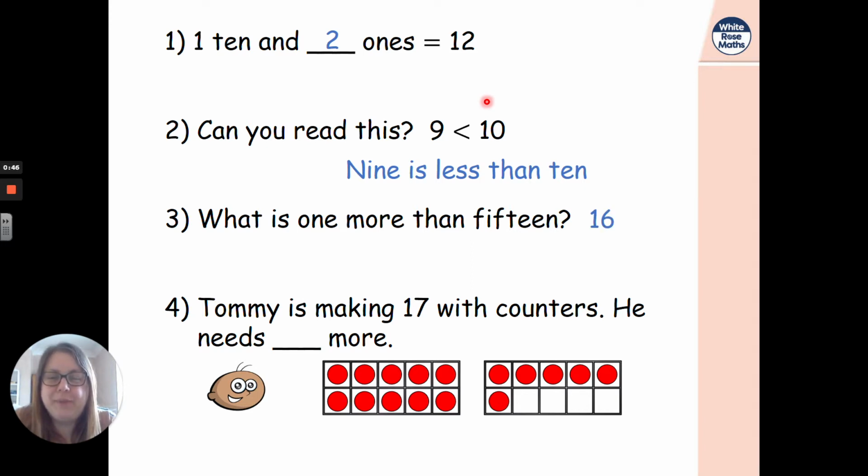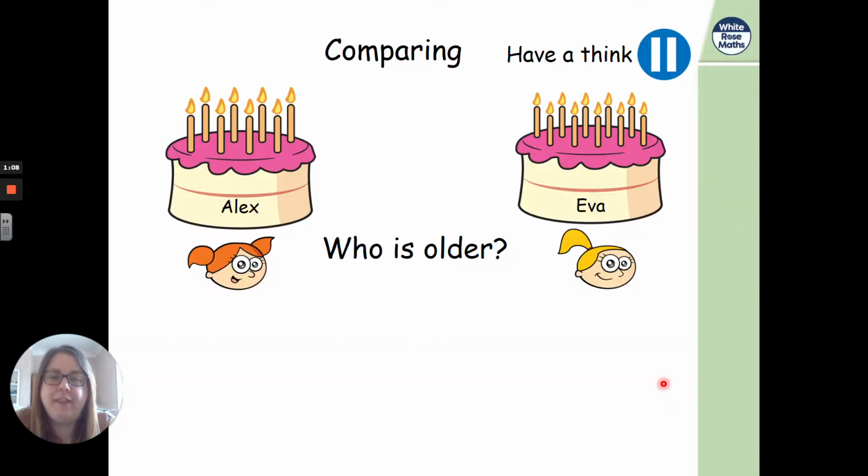1 more than 15. What comes after 15? 16. Well done. Tommy is making 17 with counters. He needs how many more? So have a look here. Remember, we don't need to count this first 10 frame, do we? Because it's full. How many more does he need to make 17? He just needs 1 more, doesn't he? He'd already made 16. He needed 1 more. Perfect. Let's learn today then.